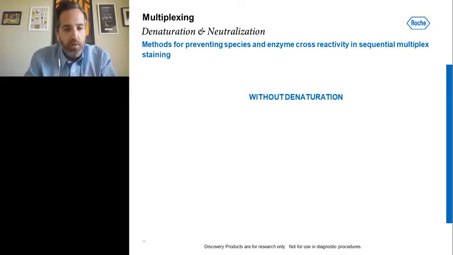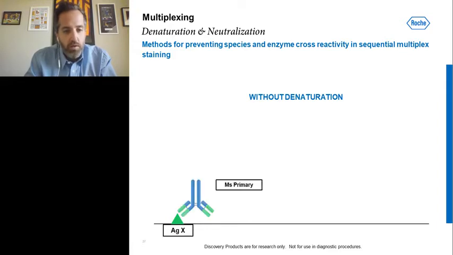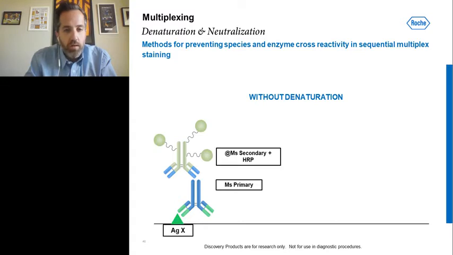I touched on this briefly earlier, so denaturation and neutralization. And these are methods to prevent cross-reactivity within a sequential multiplex staining. So an example would be if you're using two mouse primary antibodies, if you didn't perform denaturation, this is what would happen. What would happen is you would come in with your first primary antibody, your secondary, and then your chromogen.